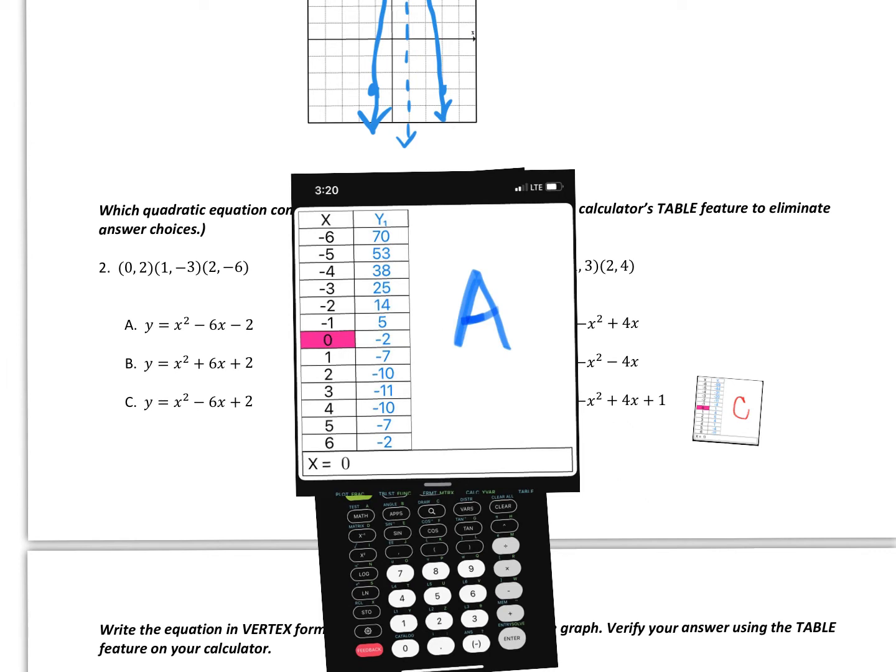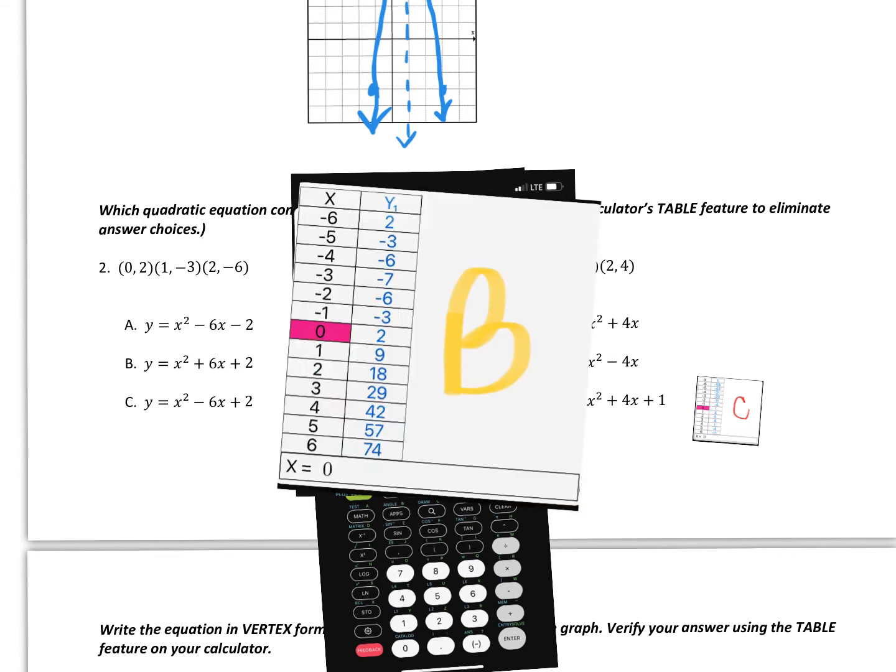Okay, so when I put in the equation for answer choice A and went to the table, I want you to see the values that it brought up. These values are part of this equation right here. So let's see if they match the ones asked for us in number 2. So I'm looking for 0, 2. Well, 0, negative 2, so already it's failing. 1, negative 3 doesn't work. 2, negative 6 doesn't work. So I know for sure A is not the answer.